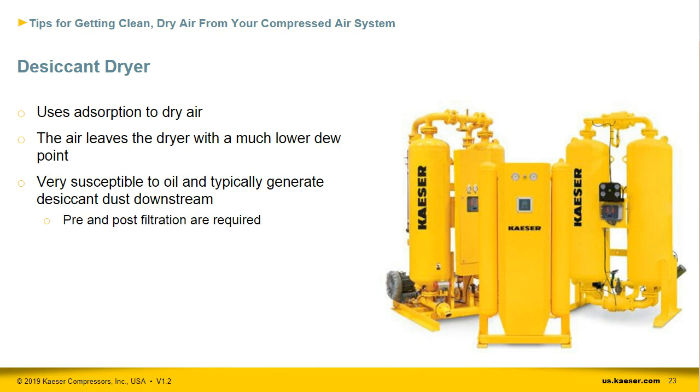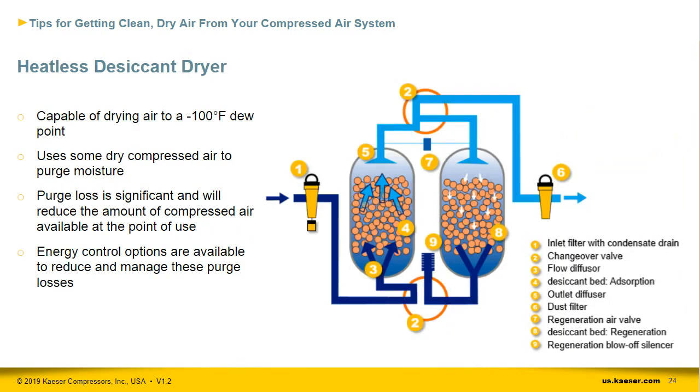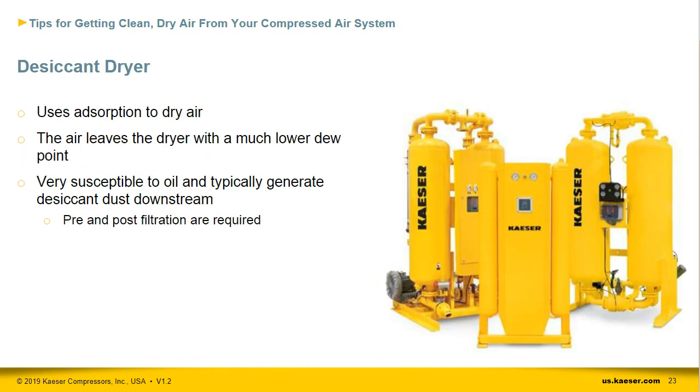Desiccant dryers are also very susceptible to oil contamination as it can coat the desiccant beads and prevent adsorption, so oil filtration is strongly recommended upstream of a desiccant dryer to protect it. Over time, the desiccant material can rub together, causing a very fine dust inside of the desiccant towers. This dust is carried downstream by the flow of air through the dryer, so a dust filter is strongly recommended downstream of a desiccant dryer to prevent this dust from making it to the production process.